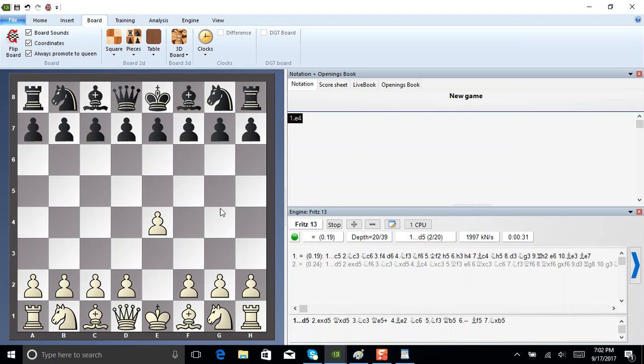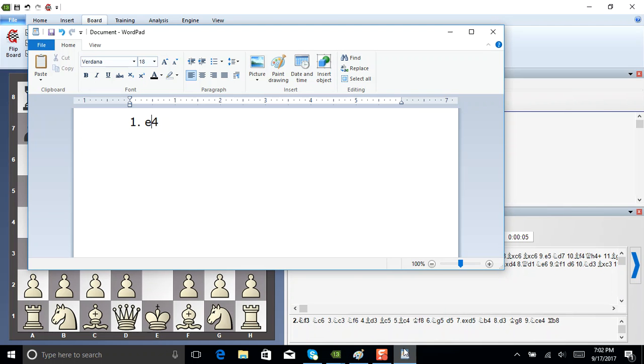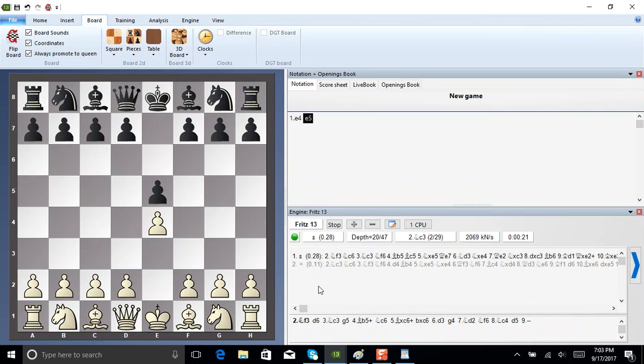Okay, so now let's say it's black's move. If your opponent moves a piece that is not a pawn, we're going to include an extra letter. Here he played E5. So now our score sheet would look like this. Both players have made their move number 1 here. Okay, now we get to move 2. Space. And let's go here.